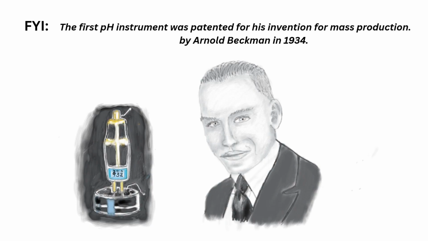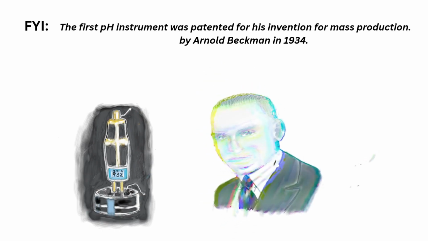FYI, the first pH meter was invented in 1934 by Arnold Beckman, an American chemist working at Caltech Institute. He founded National Technical Laboratory, which became Beckman Instruments, which bought Coulter to form the Beckman Coulter Company, which makes many of our lab instrumentation today.